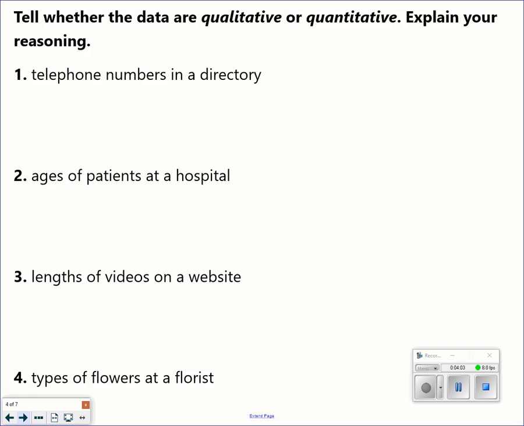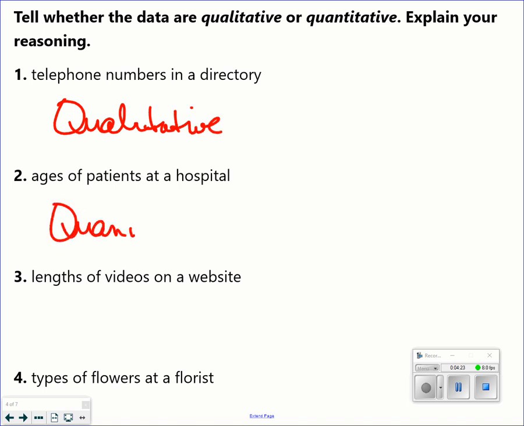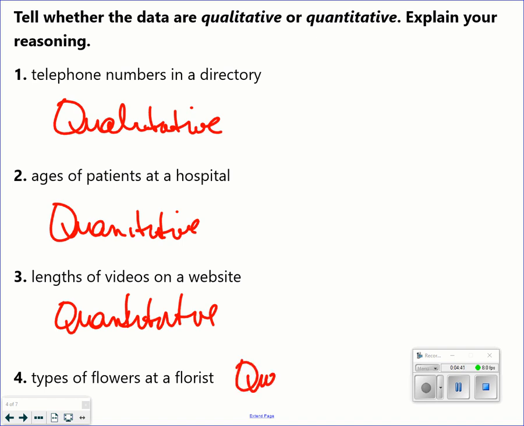Tell whether the data is qualitative or quantitative and explain your reason. So the reason is always going to be finding the average makes sense or finding the average does not make sense. So the telephone numbers in a directory, finding the average does not make sense. So that is considered qualitative data. Ages of patients at a hospital, finding the average age of people at a hospital does make sense, and so that is quantitative data. Lengths of videos on a website, again, finding the average length of a video at a website makes sense. So that's quantitative data. Types of flowers at a florist, definitely qualitative, because finding the average does not make sense.